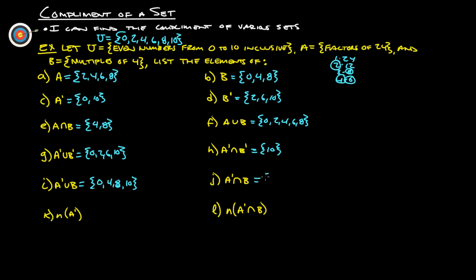Now we have A prime intersect B. So everything has to be in both A prime and in B. So 0 and 10, and 0, 4, 8. The only thing that's in both of those is 0. Next, the number of elements in A prime is 2. The number of elements in A prime intersect B is this right here. There is 1 element in that as well.